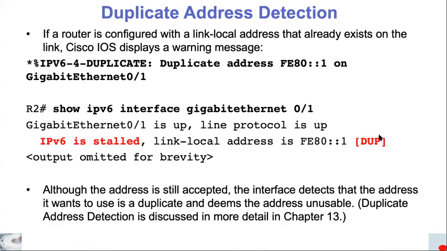I can't use it because there's a duplicate, meaning somebody else replied with a neighbor advertisement saying, hey, I'm using that address. Or they didn't say, hey, I'm using that address, but they come back with, oh, you're looking for my address? Here's my MAC address. And that's what you don't want to hear, because there's a duplicate.